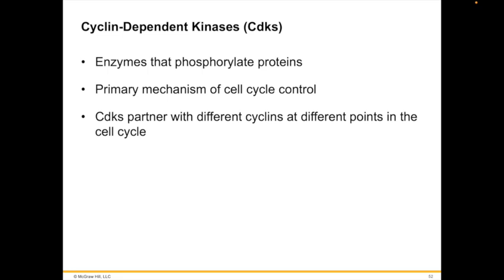The primary molecular mechanism of the cell cycle control is phosphorylation, which you may recall is the addition of a phosphate group to the amino acids serine, threonine, and tyrosine in proteins. The enzymes that accomplish this phosphorylation are the CDKs. So those are the enzymes that accomplish the phosphorylation, the cyclin-dependent kinases.